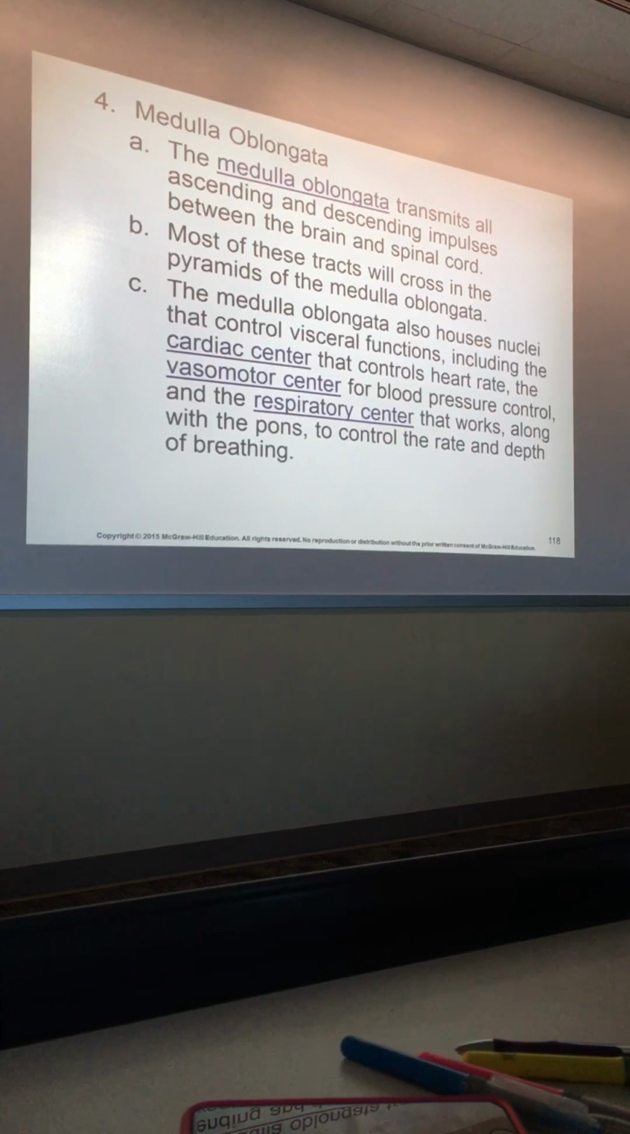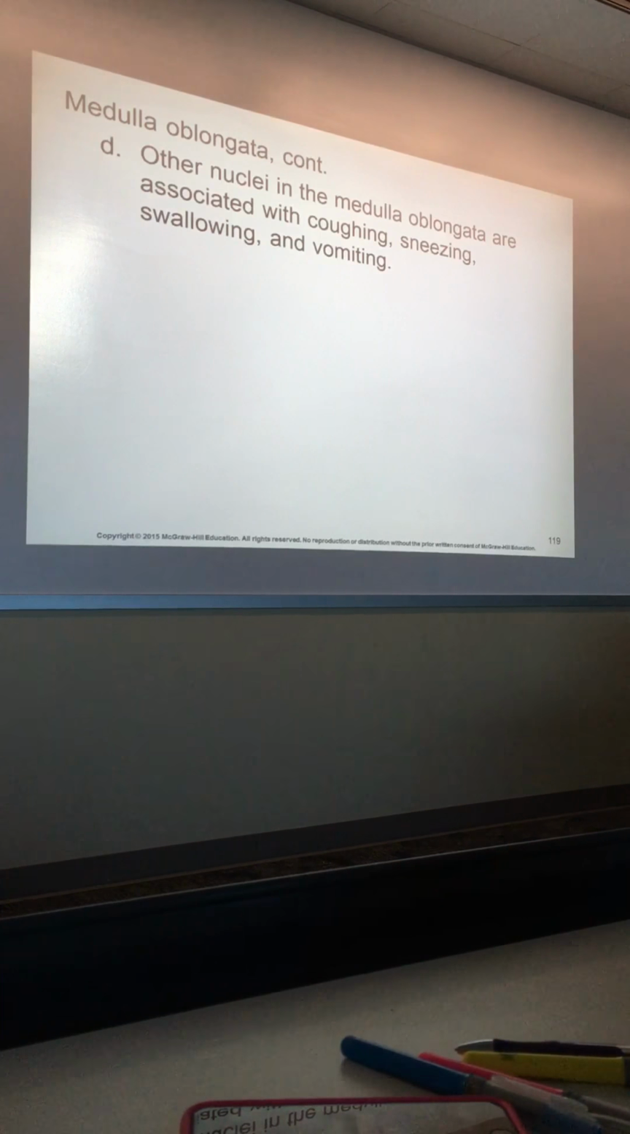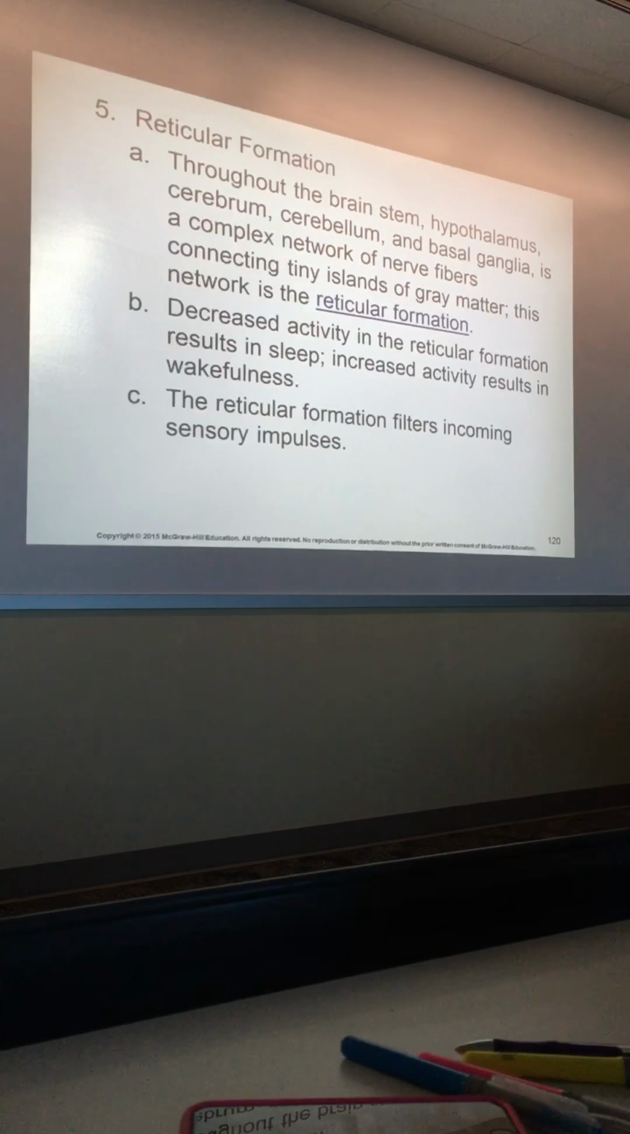Most of these tracts will cross the pyramids of the medulla oblongata. The medulla oblongata also houses nuclei that control visceral functions. Again, that means organs, including the cardiac center, which relates to the heart and heart rate, the vasomotor center for blood pressure control, and the respiratory center that, along with the pons, controls the rate and depth of breathing. Other nuclei in the medulla oblongata are associated with coughing, sneezing, swallowing, and vomiting.